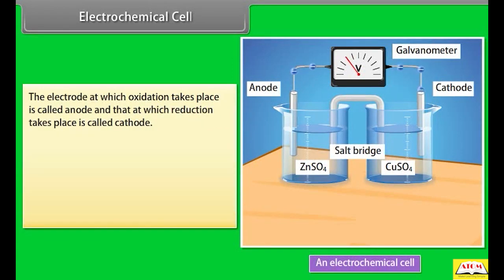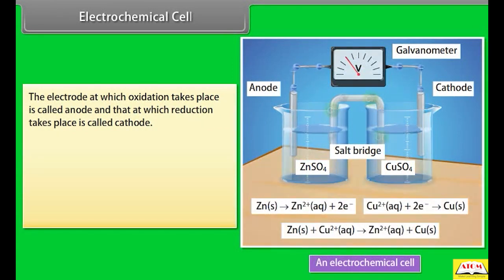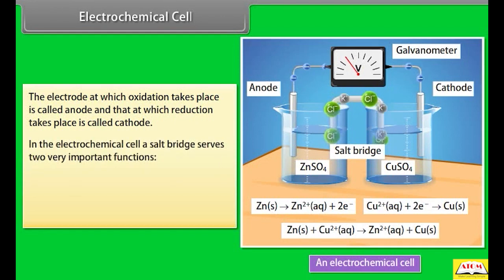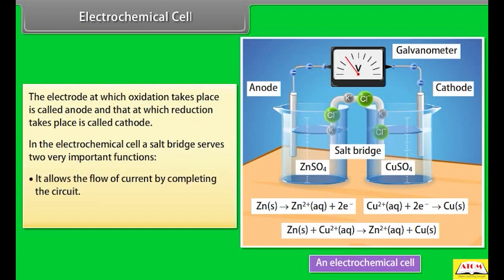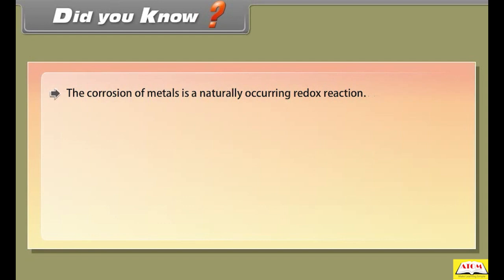The electrode at which oxidation takes place is called the anode, and that at which reduction takes place is called the cathode. In the electrochemical cell, a salt bridge serves two very important functions. It allows the flow of current by completing the circuit. It maintains electrical neutrality. Did you know? The corrosion of metals is a naturally occurring redox reaction.